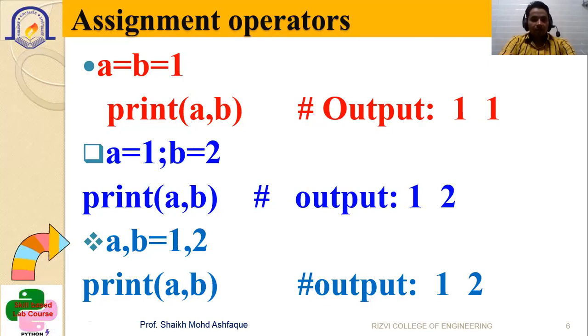So here we are writing a comma b is equal to 1 comma 2. So a is having now value 1 and b is having a value 2. So whenever you are going to print a comma b, you will get both the values 1 and 2. Suppose you have changed the order of the value, a comma b is equal to 2 comma 1. So now a will become 2 and b will become 1. In this way you can also initialize a value to multiple variables using Python.